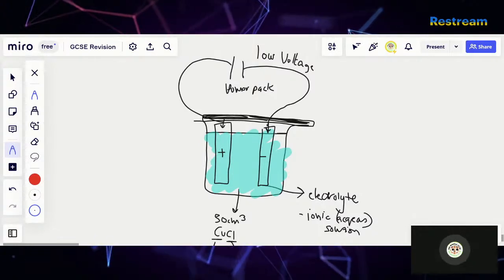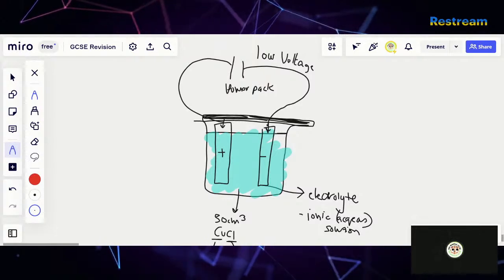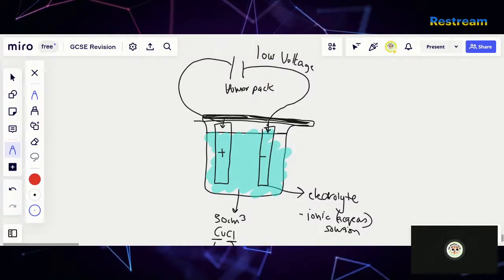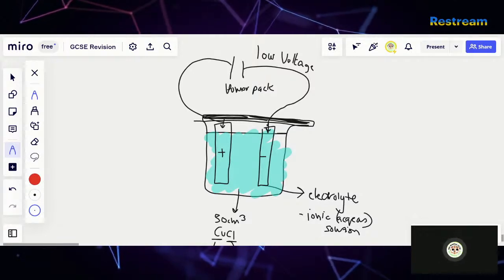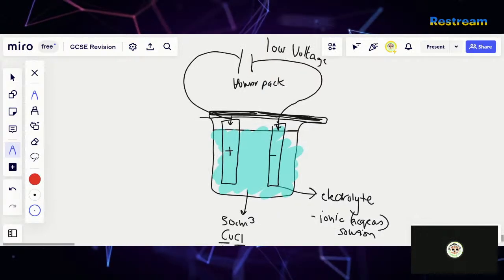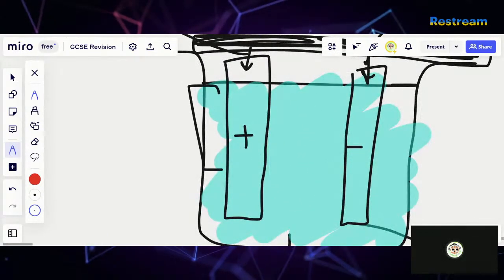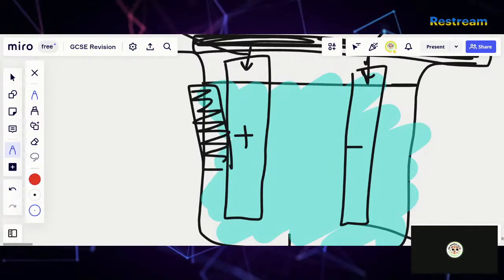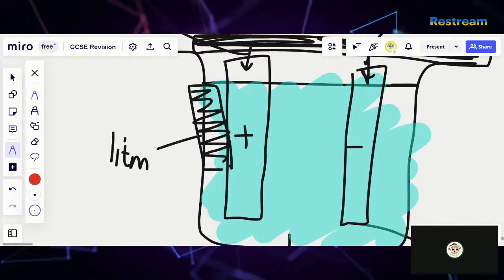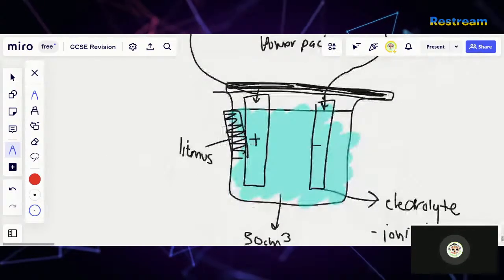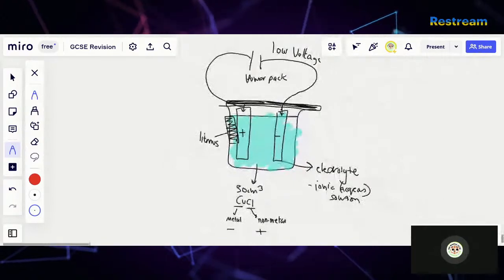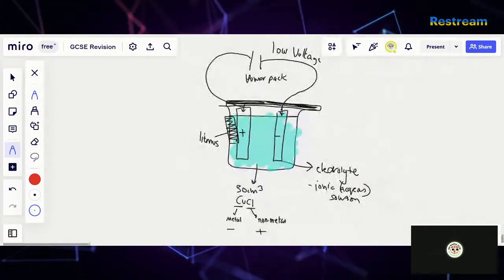You're then going to use some forceps which can hold the litmus paper near the positive electrode. So you have a positive electrode here, and we're going to hold some litmus paper. The reason we're holding litmus paper is because we want to see the product of the electrolysis reaction.